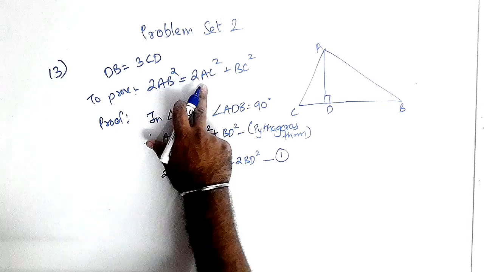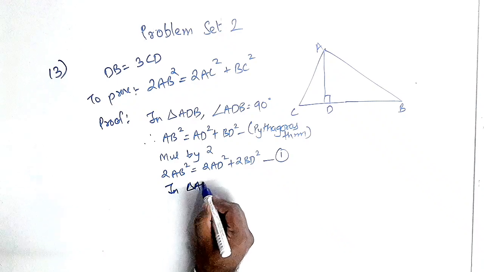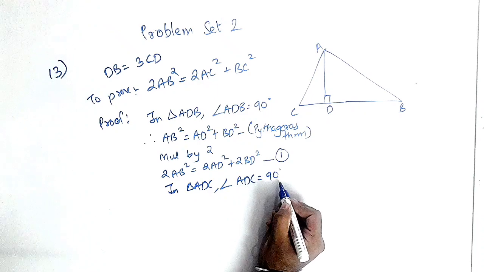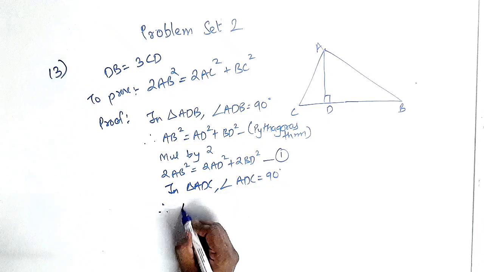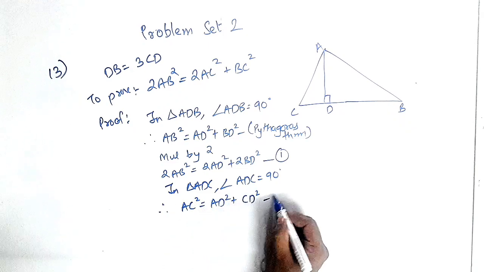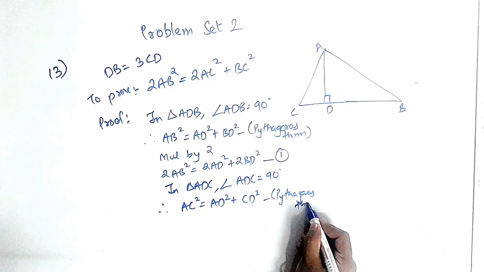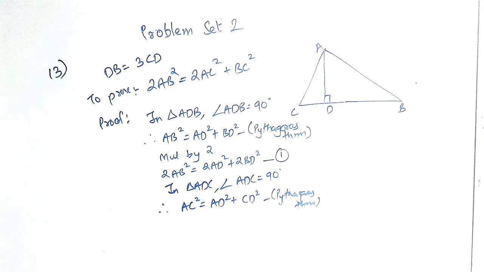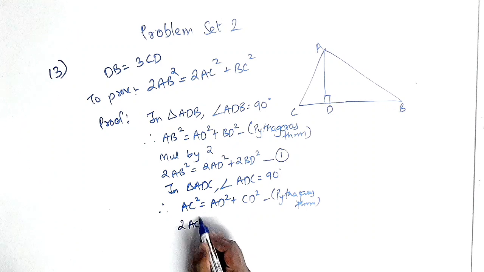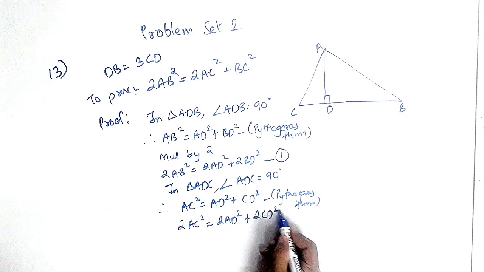I'll try to get this AC. How will we get? By taking this triangle. In triangle ADC, angle ADC equals 90 degree. Therefore AC square is equal to AD square plus CD square. This is by Pythagoras theorem. Again here I have to multiply it by 2, because I want 2AC square is equal to 2AD square plus 2CD square.